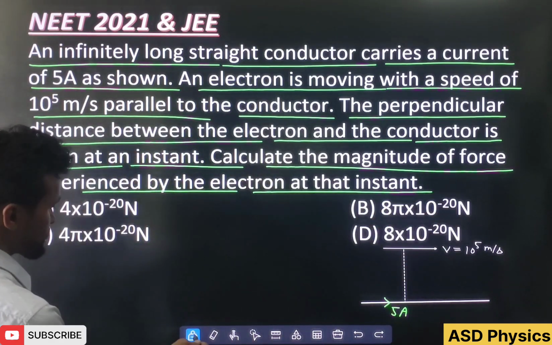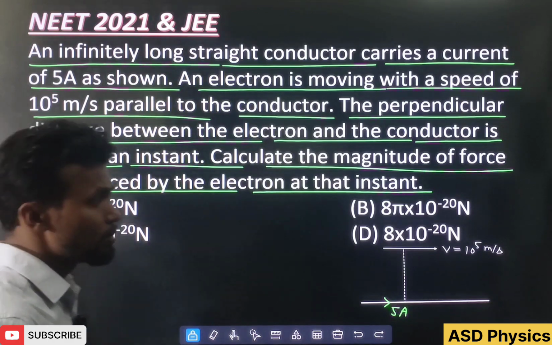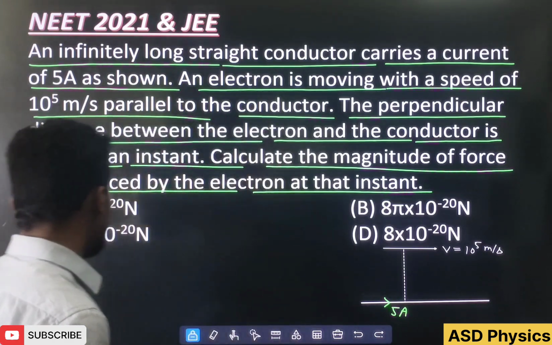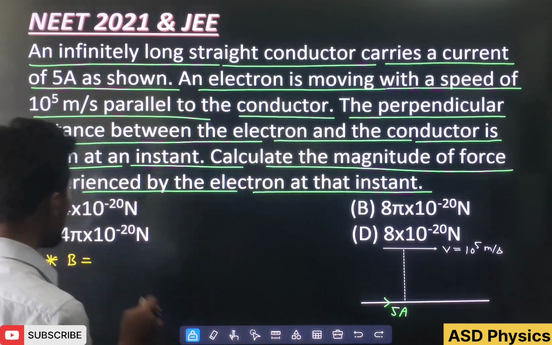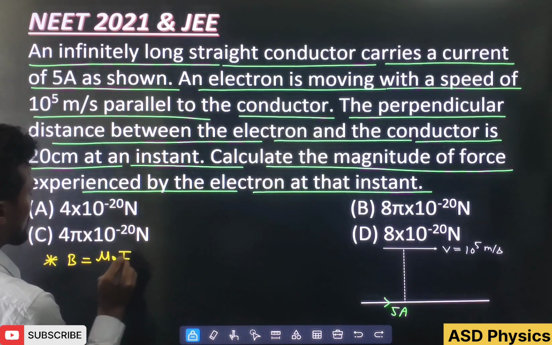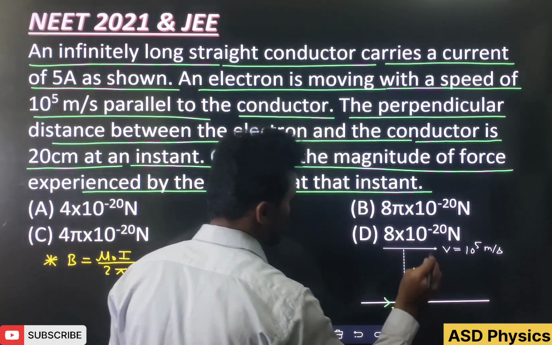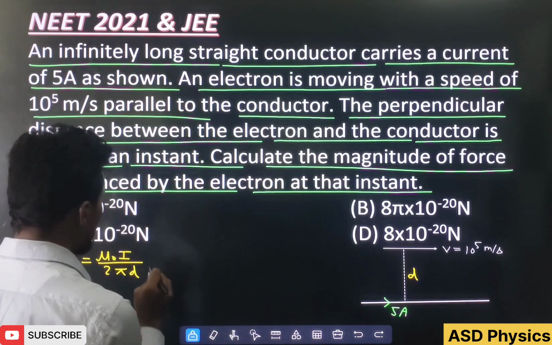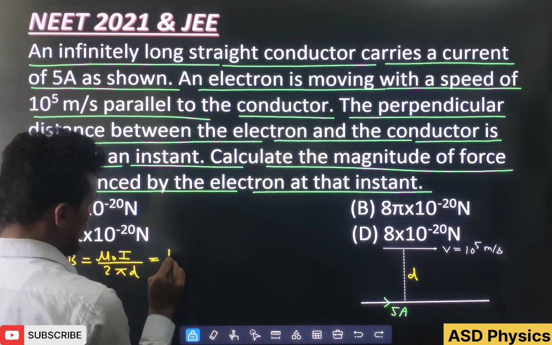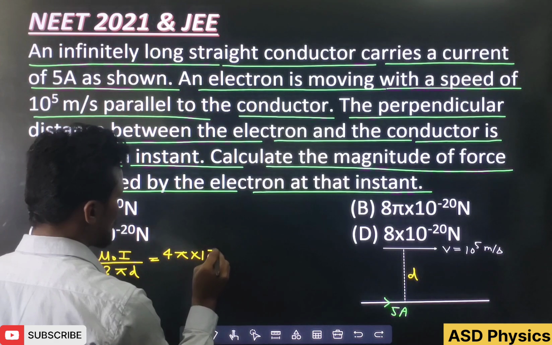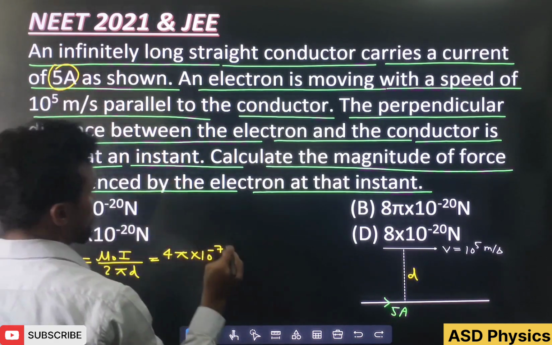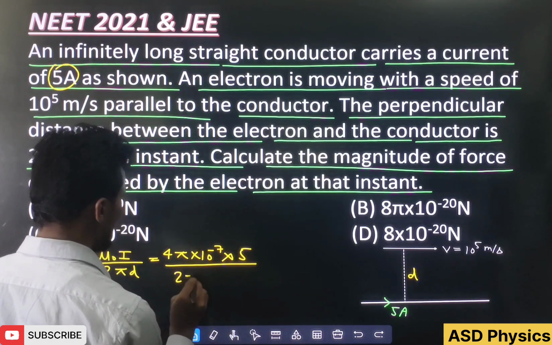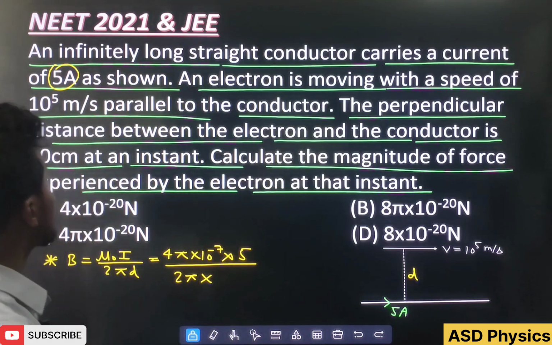So see here now. First we will calculate: the formula is F equal to QV cross B. So first we will calculate the magnetic field. What is the magnetic field formula? Due to an infinite wire, it is given by, remember this students please, mu naught I by 2 pi d, due to infinite wire, and this is the perpendicular distance d. So what will this come to? This mu naught value I will write as 4 pi into 10 to the power minus 7, into current. The current given here is 5, divided by 2 pi into d. What distance is given here?